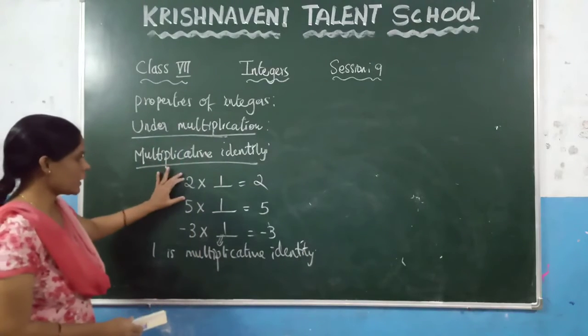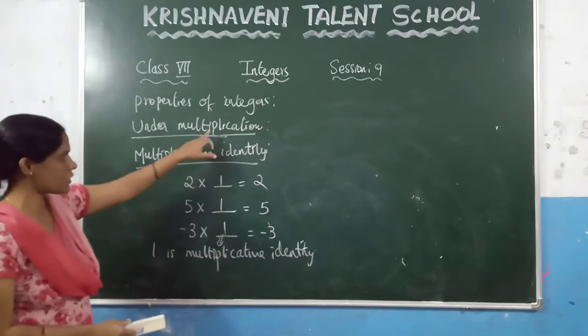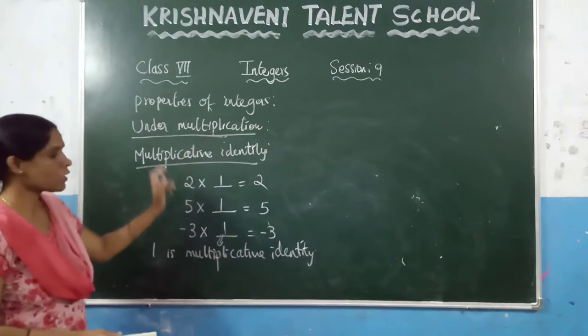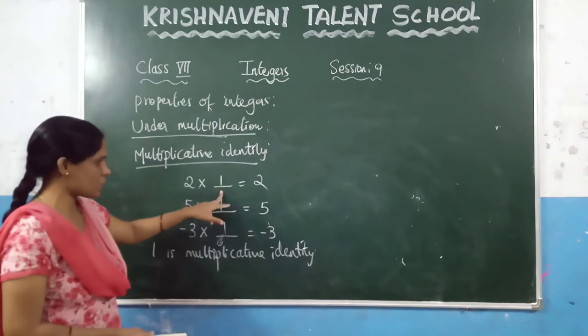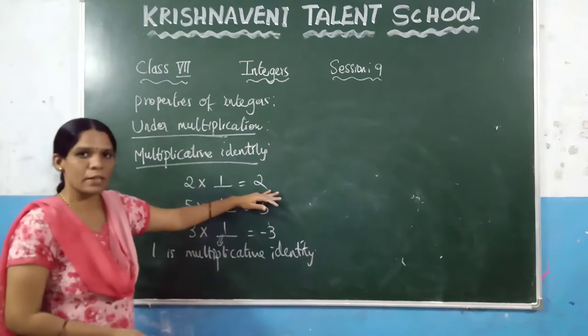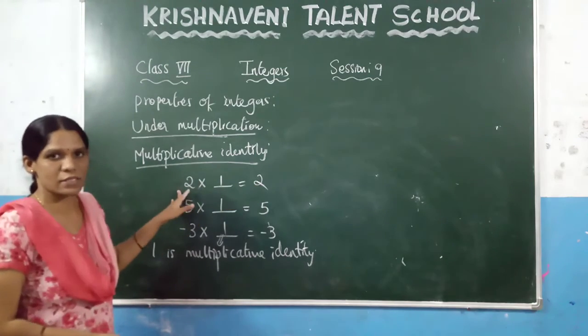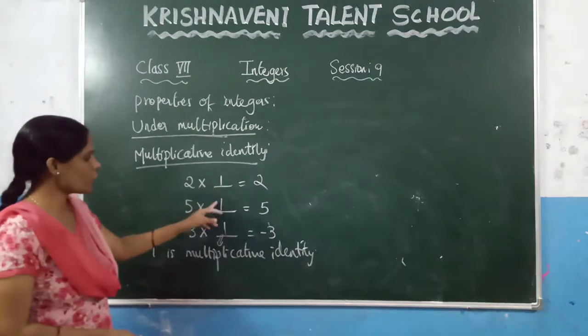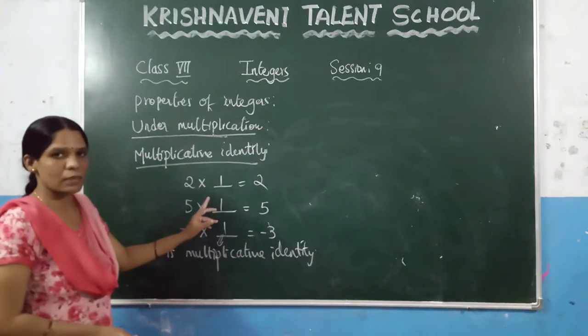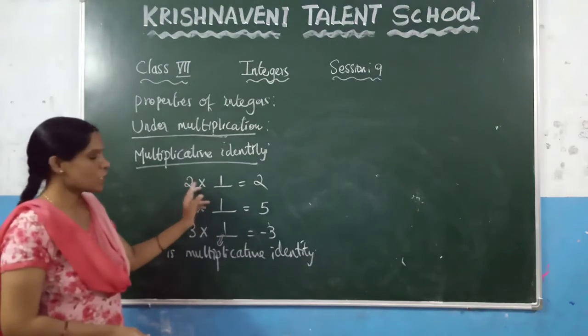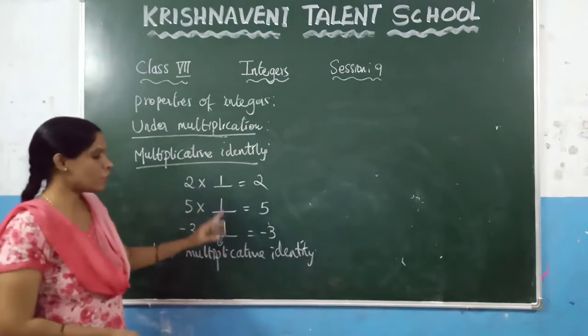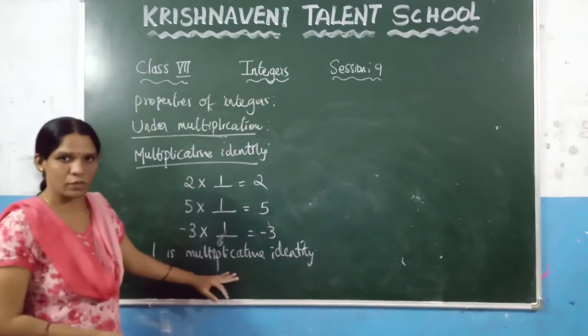That means, if you consider any integer and multiply it, since we are talking about multiplication, you need to multiply by one number such that you get the same number as the answer. So which number do you need to multiply here? 1 is the number you need to multiply so that you will get the same answer. That one we call the multiplicative identity.